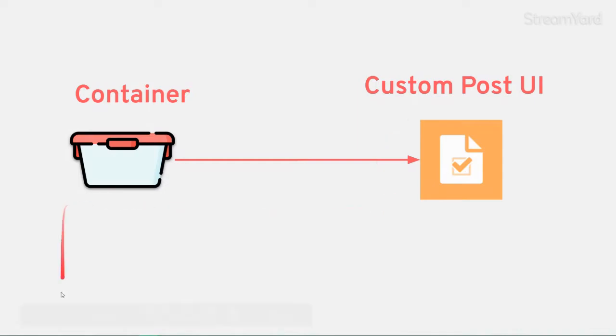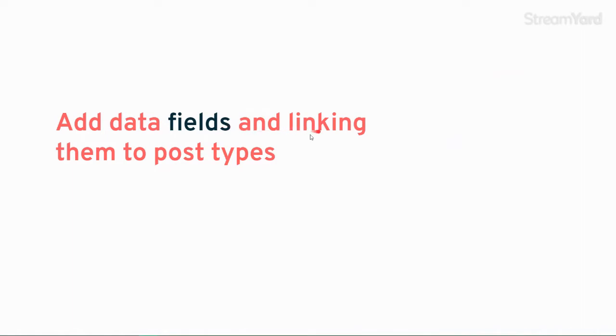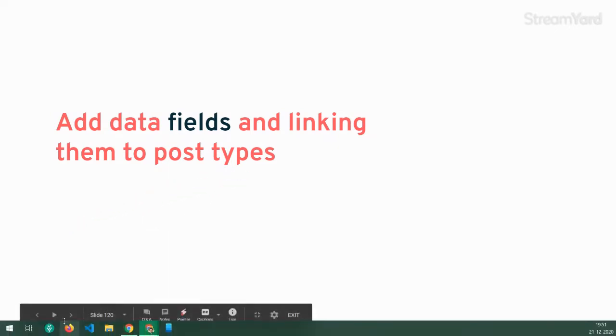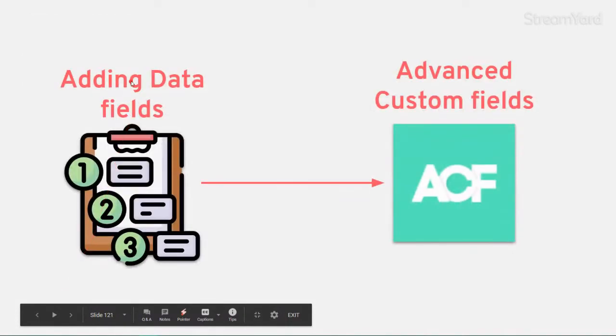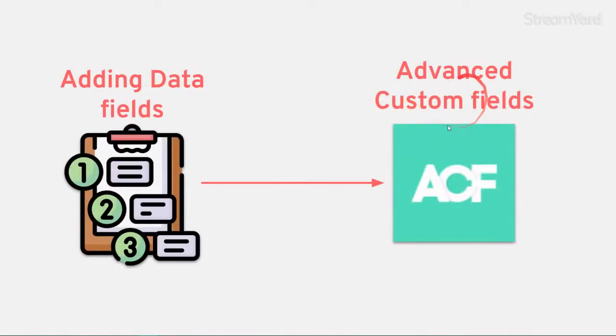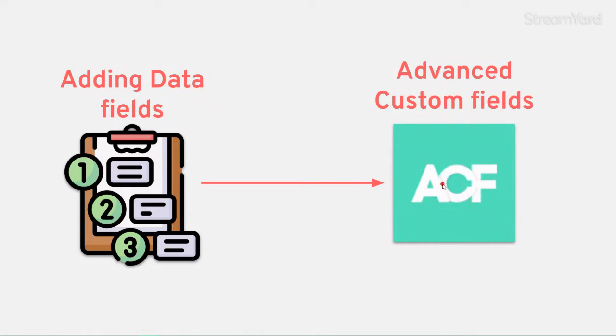It's completely free. And on the other side, to add the data fields and link them to post types, any post type, including ones that come by default in WordPress, you can add some post data to pages, you can add some post data to blog posts, or even your own custom posts. To add the data fields, we need Advanced Custom Fields, which is ACF. Both of the plugins are completely free.